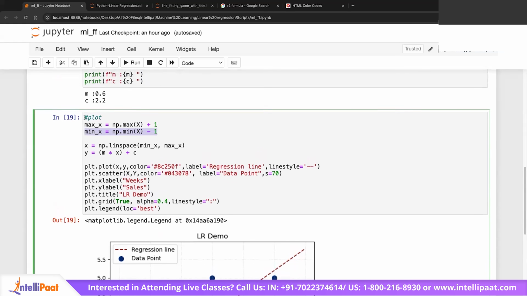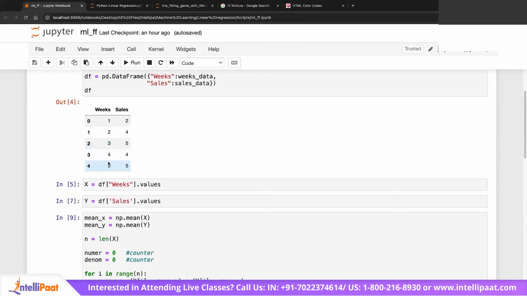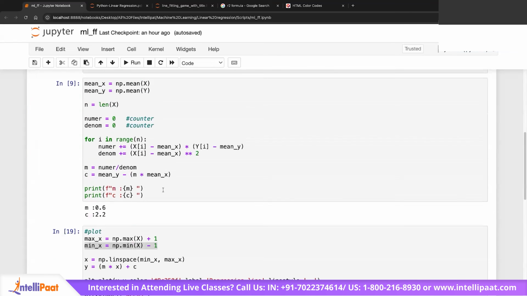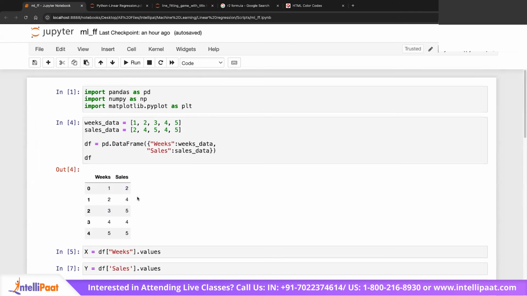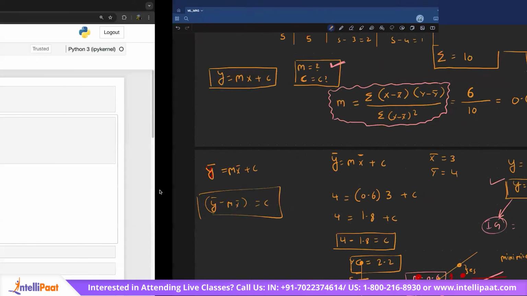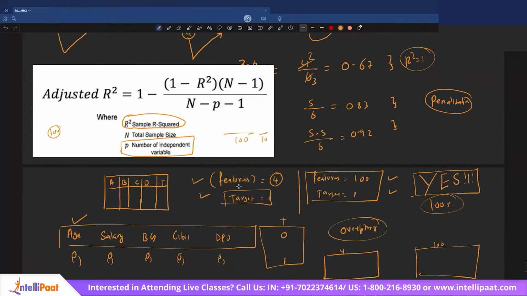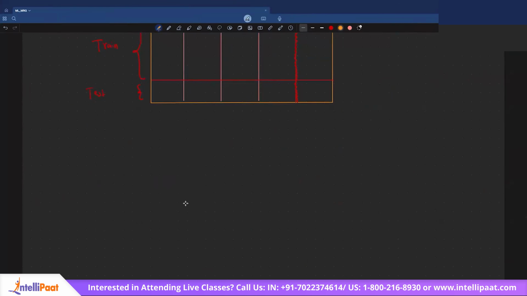The largest value of x, is it 5? Plus 1 will be how much? And the minimum number in x is what? 1. Minus 1 is 0. I want to make a plot where the x-axis will start at 0 and end at 6. Did you get it? That is the limit on the x direction.